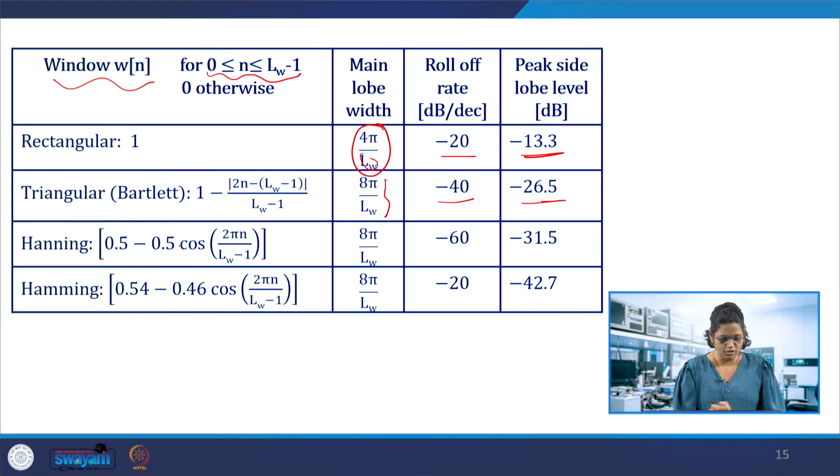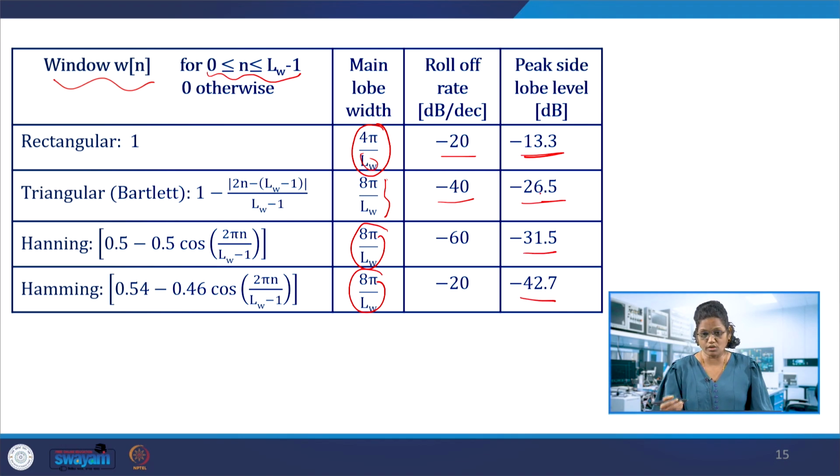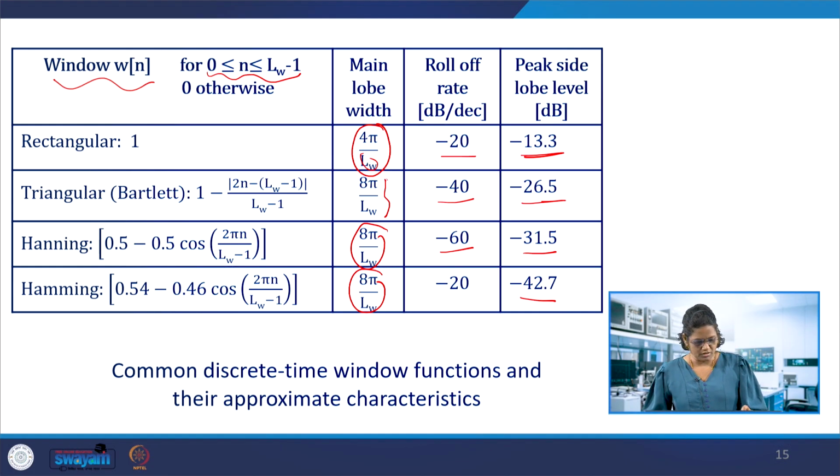And if we go to the Hanning window, the shape which I had shown in the cos alpha windows, which is 0.5 minus 0.5 into cos of 2 pi n by n minus 1, and Hamming also, these are giving 8 pi here, and minus 60 and minus 20. So increasing the main lobe width. As we go on with the tapering, it is increasing the main lobe width, and you can see the side lobe level is getting reduced, minus 13.3, then 26.5, and then 31.5 and 42.5, and it has a good roll off rate. These are some of the common discrete time window functions.